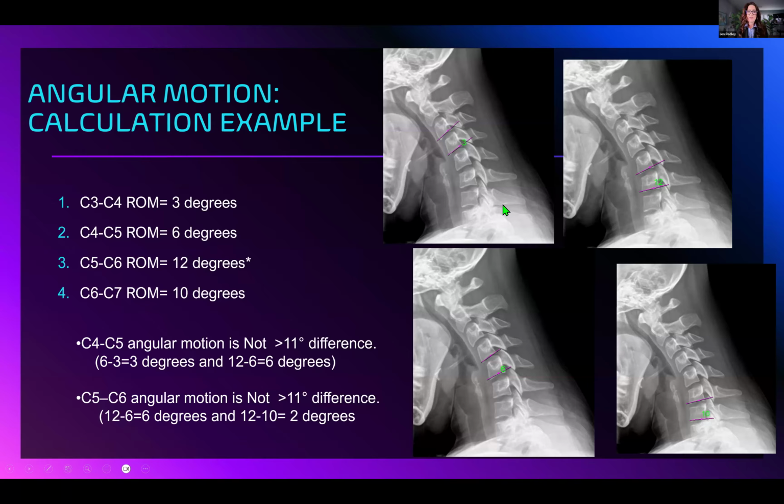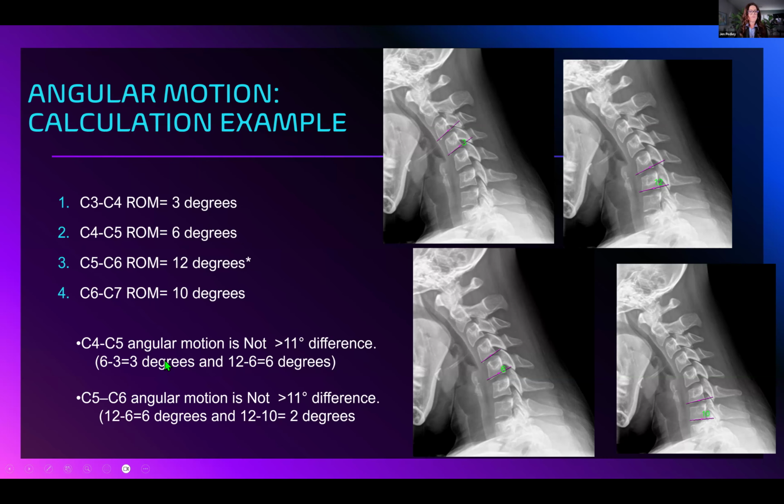And then there's 2, 3, 4 at C4, C5. I don't know if you can see my arrow or not, but we can see C4. Now, C5, then we have that angulation of 6 degrees. Then at C5, C6, we have angulation of 12 degrees. And then we go into C6, C7, which is 10 degrees.